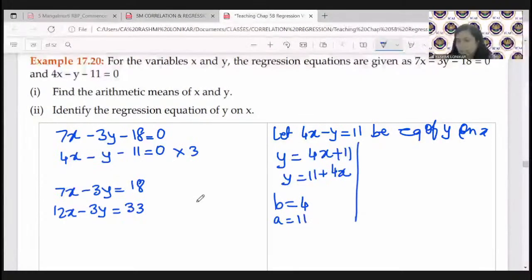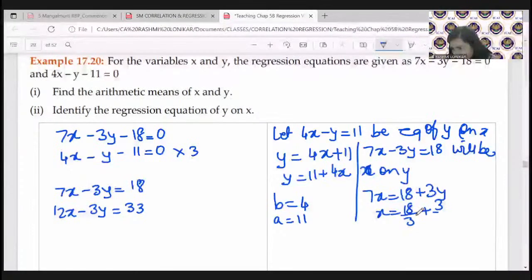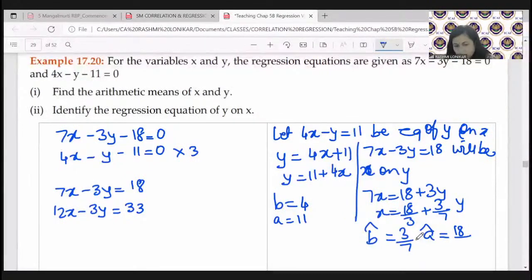What will be the second equation? 7x minus 3y is equal to 18 will be x on y. Then what will happen? 7x is equal to 18 plus 3y. x is equal to 18 upon 3 plus 3 upon 7 y. So b cap will be equal to 3 upon 7 and a cap will be equal to 18 upon 3.